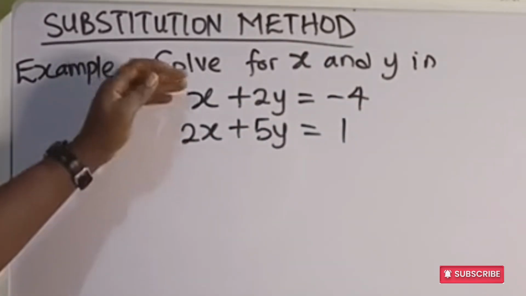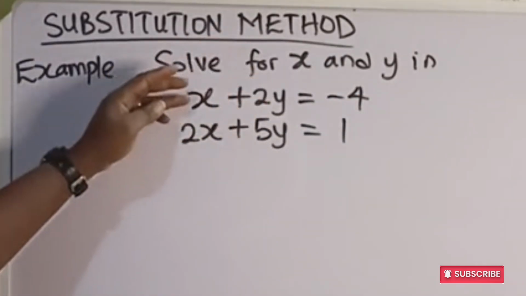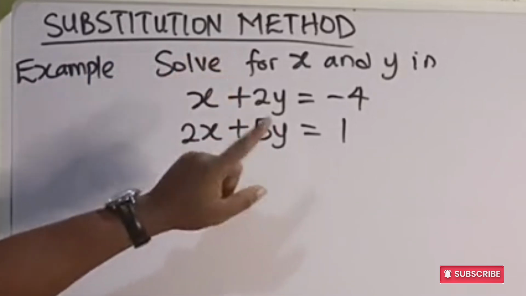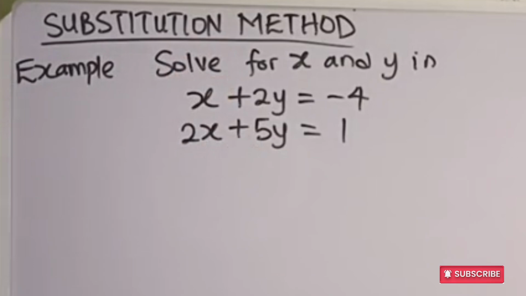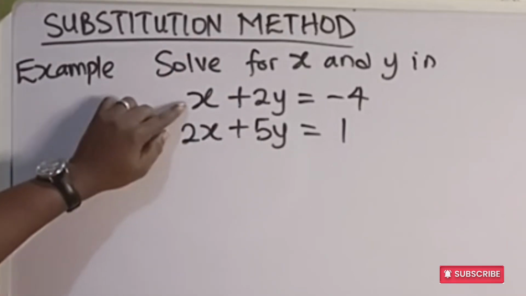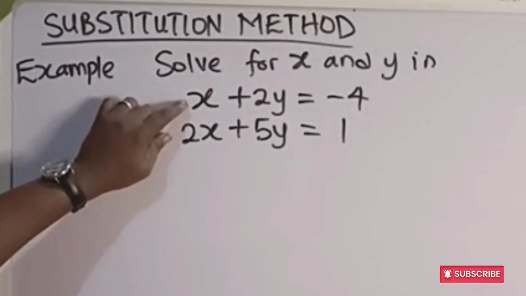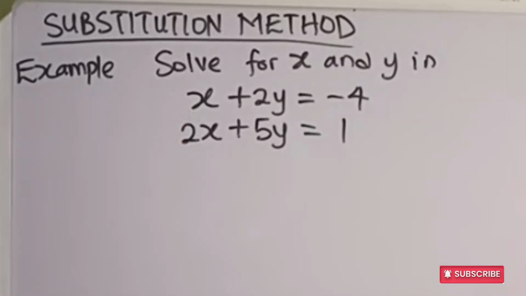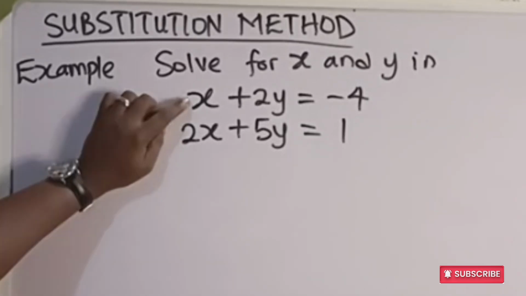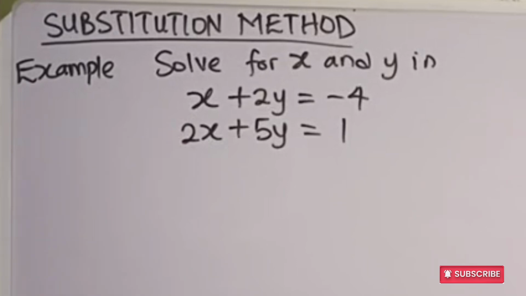So here we're expected to solve for x and y in x plus 2y is equal to minus 4, 2x plus 5y is equal to 1. So when you have a situation like this, when one of the variables has a coefficient of 1, if you observe here, x has a coefficient of 1. So once you see any variable that has a coefficient of 1 and you're solving using the substitution method, always make this variable the subject of the formula. Okay, so we are going to make x the subject of the formula. It makes your work easier.